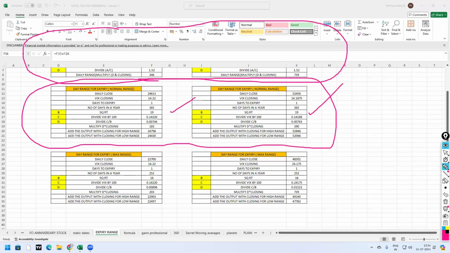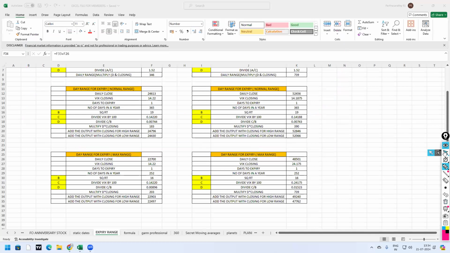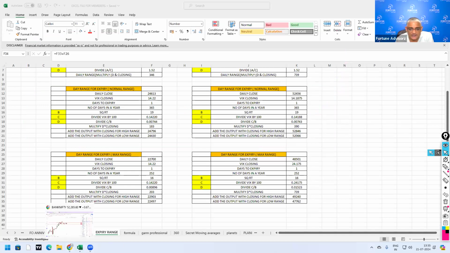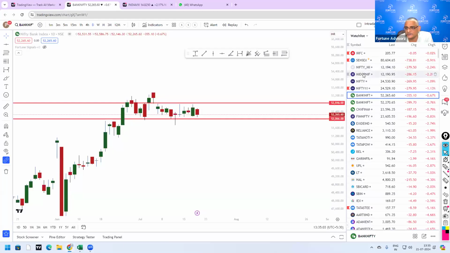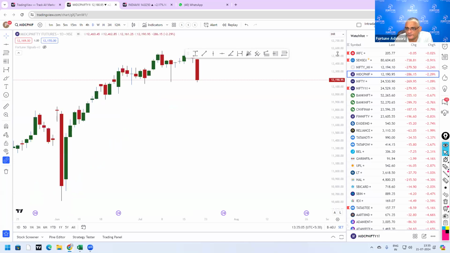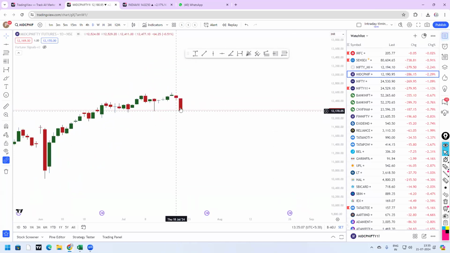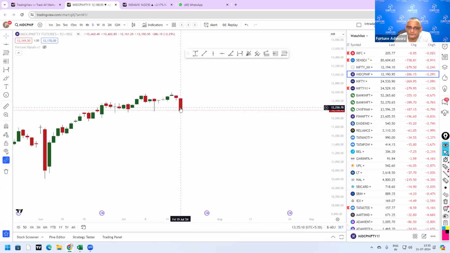Sir, can you please do it for next week, Bank Nifty? Only on the expiry day, 1 day before you need to do. No, for example, you can do it for mid cap. Now let's go to mid cap. Tomorrow is the expiry, no? So now what is the closing here? 12191. Yes or no? Yes, sir.